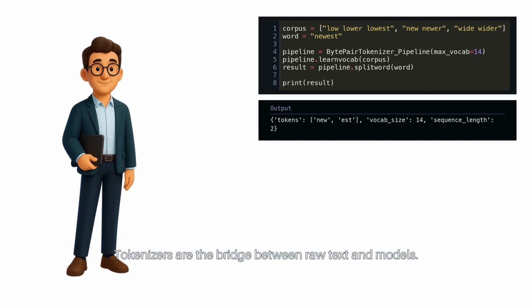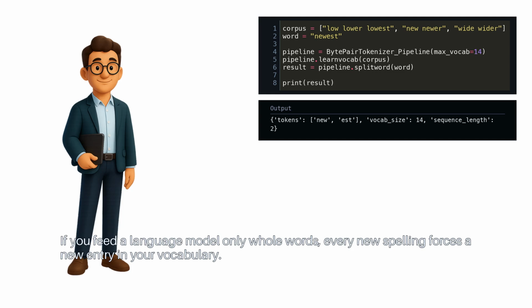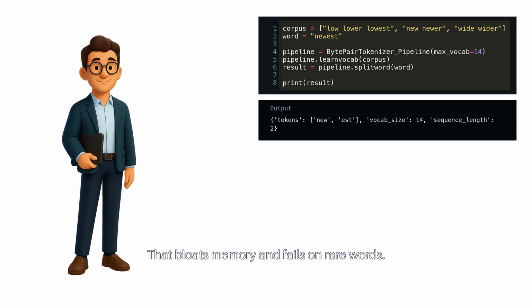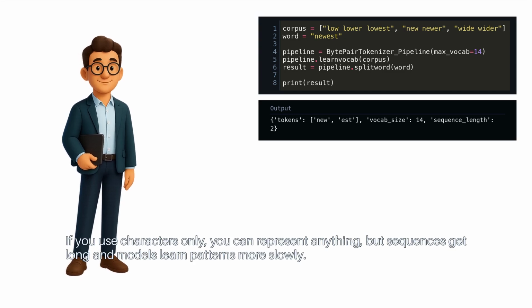Tokenizers are the bridge between raw text and models. If you feed a language model only whole words, every new spelling forces a new entry in your vocabulary. That bloats memory and fails on rare words. If you use characters only, you can represent anything, but sequences get long and models learn patterns more slowly.